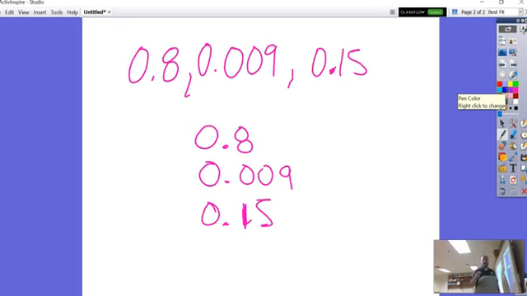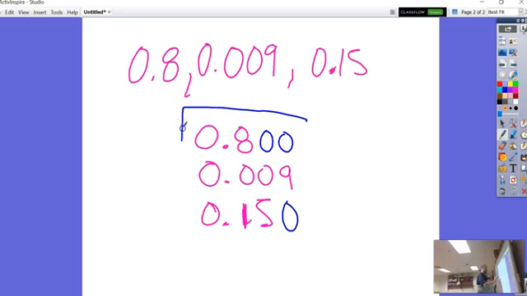So every time you're doing this, until you get good at it, a good strategy is to make all the decimals have the same amount of digits. I'm going to add 2 zeros to the 8. The 9,000ths already has 3, and I'm going to add a 0 to my 1500. So now all my decimals have the same amount of digits.